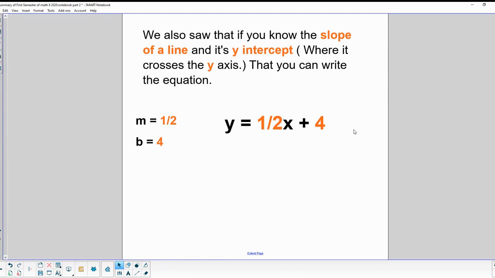We did mention that if you look at just a few points on a line on a coordinate system, you can actually trace that line, find the slope, see where it crosses the y-axis, and write the equation that way as well.